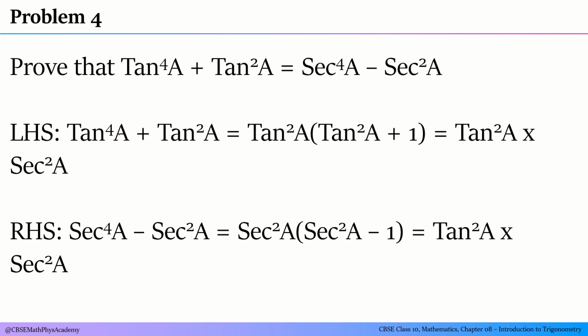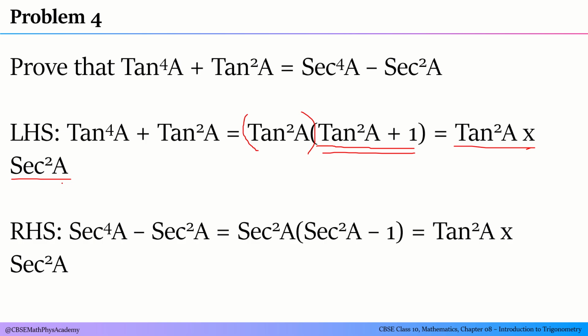Let me take the left hand side. Tan power 4 a plus tan square a, I am going to take tan square a common outside and open the bracket. Thus tan power 4 becomes tan square a plus 1. This is equal to tan square into, applying trigonometric identity 2, 1 plus tan square a is equal to sec square a. So you get the product of tan square a into secant square a.